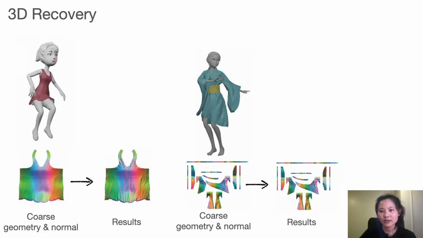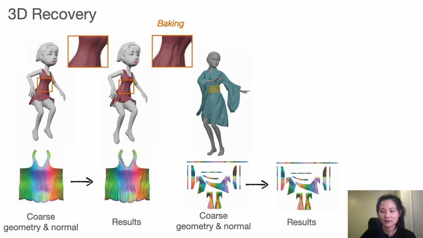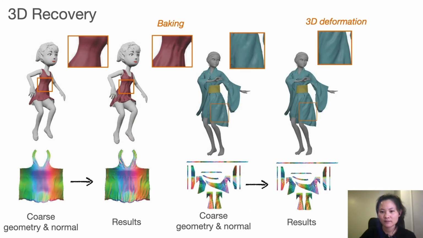Once the enhanced normal map is calculated, we finally lift the details into 3D geometry. Since coarse geometry is known, one common solution in the CG industry is to bake the normal map onto the original coarse surface during rendering. While we can also adopt the normal map-guided 3D deformation to generate the final 3D garment geometry with fine wrinkles. For the method details of the 3D deformation, please refer to our paper.